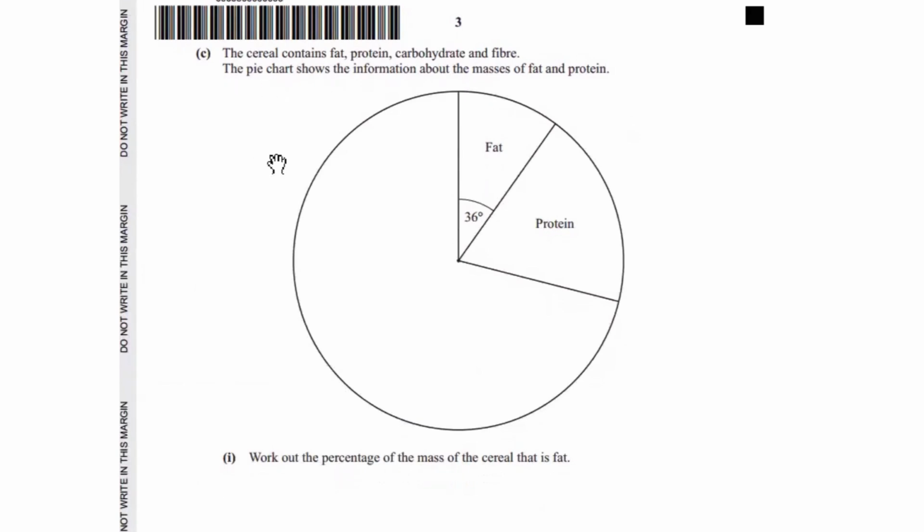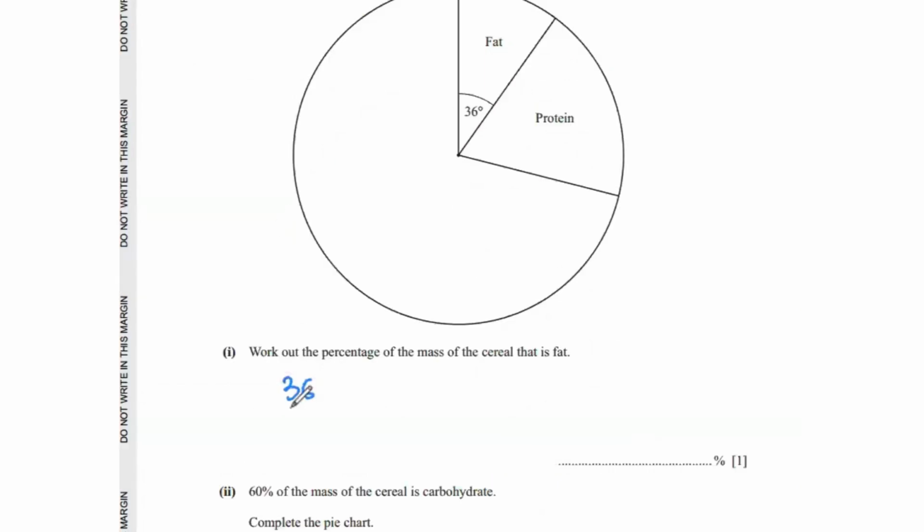The cereal contains fat, protein, carbohydrate, and fiber. The pie chart shows information about the masses of fat and protein. Work out the percentage of the mass of the cereal that is fat. So we're going to do 36 over 360 times 100 because the sum of angles for a circle is 360. So out of 360, 36 degrees is fat. And since it says percentage, we multiply the fraction by 100, and that equals 10%.